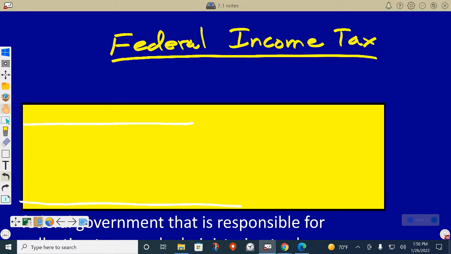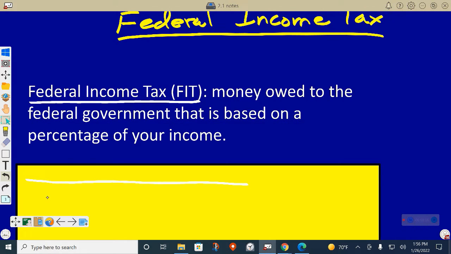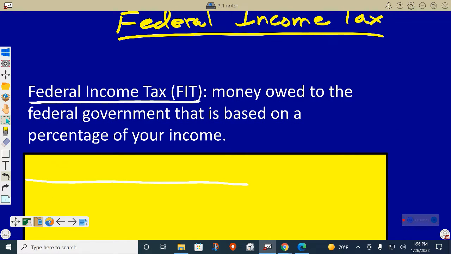Watch. So let's first define the federal income tax. Sometimes it's called FIT, F-I-T. Federal income tax, gonna write that down. Underline it. Money owed to the federal government that is based on a percentage of your income. When they take that federal income tax out of your check, everyone pays into it.